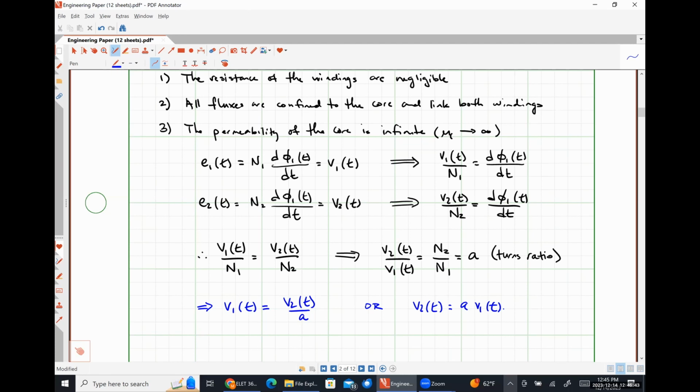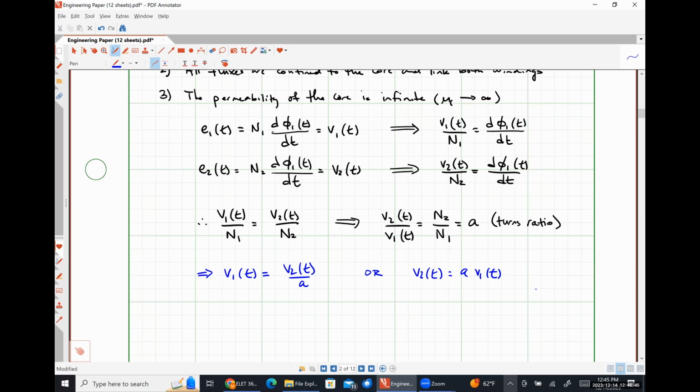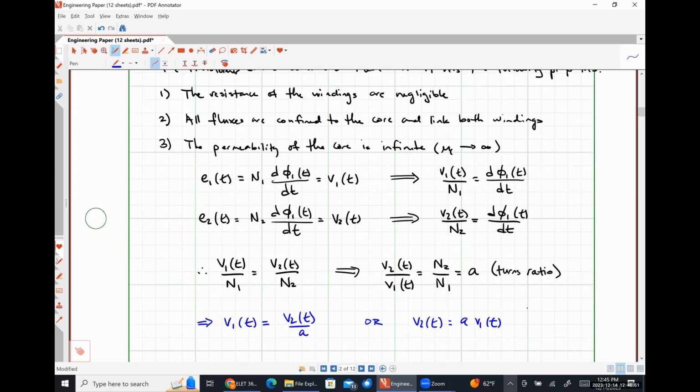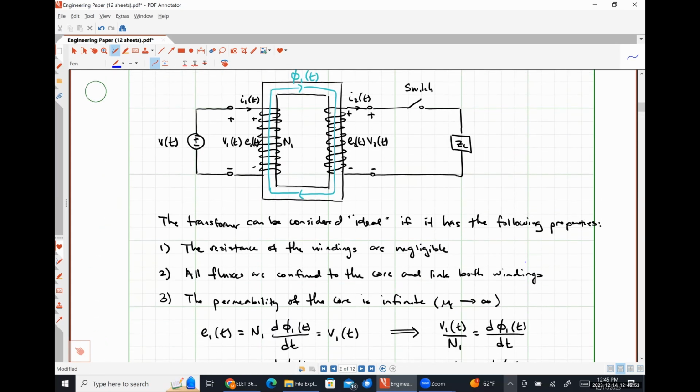All right. So now let's close the switch. So with our switch closed, we should see some current, I2. Based on the direction of our winding and the direction of our current I2, what direction is our flux generated by I2 going to be?